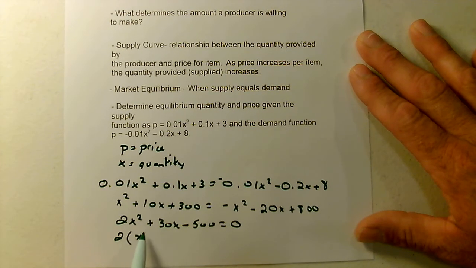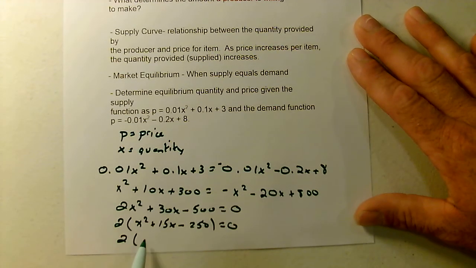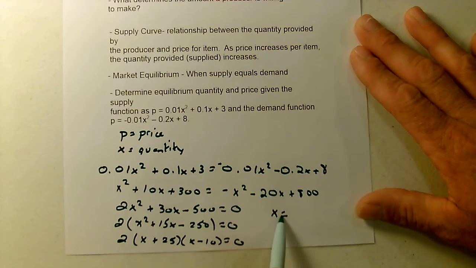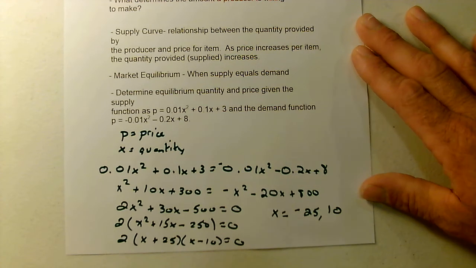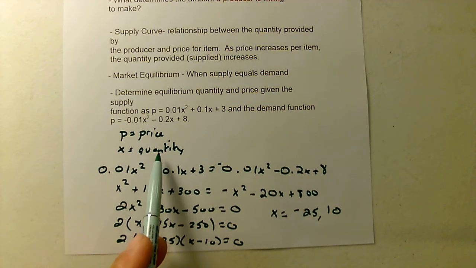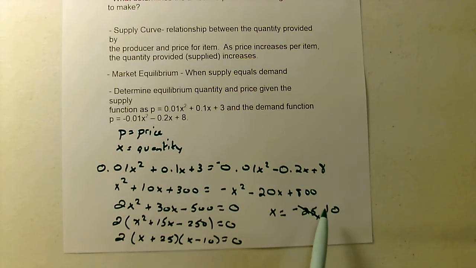Divide by 2, so I get x squared plus 15x minus 250 equals 0. I can factor, so I get x plus 25 and x minus 10 equal to 0. So I know that x is going to equal negative 25 for this solution, or x is going to equal 10. If we go back to the context of the question, we know that x is the quantity that we're going to supply or demand. So we know that we can't demand a negative value or supply a negative value. So we know that our units is going to be 10.